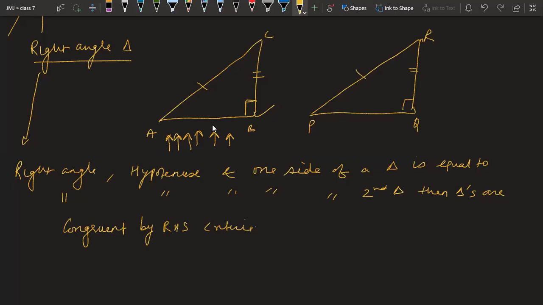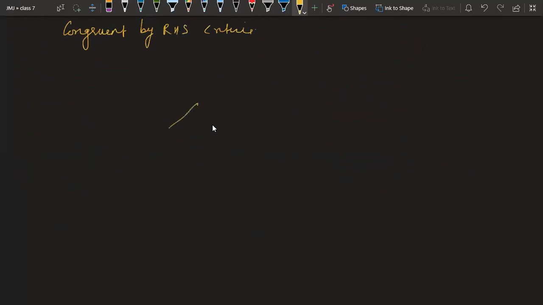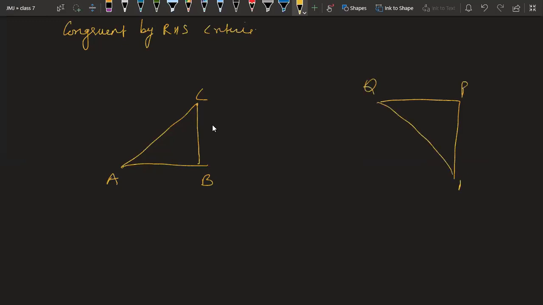Those who are saying they're not able to understand, Ashmit and Ryan, this is the criteria known as RHS criteria, which is applicable only in right angle triangles. Try to understand in any two triangles which are right angle triangles. See, we have a triangle ABC and we have a triangle QPR. Try to observe. This angle is 90 degrees, this angle is 90 degrees.